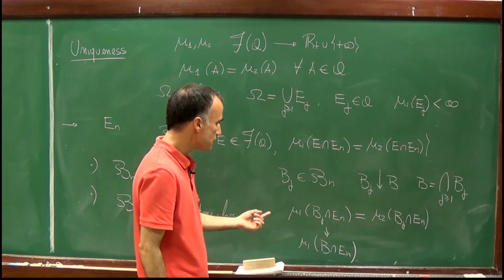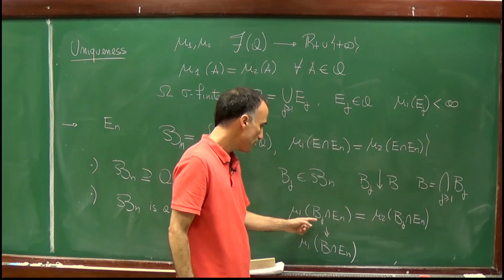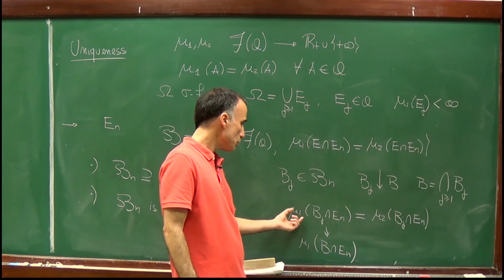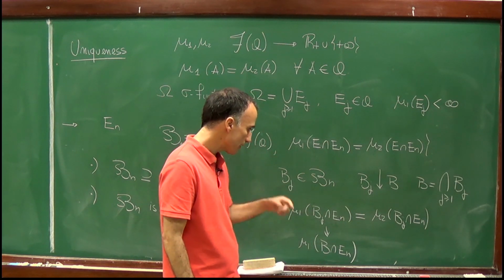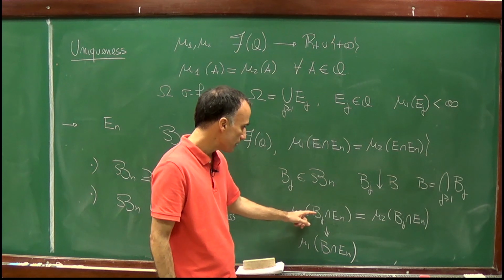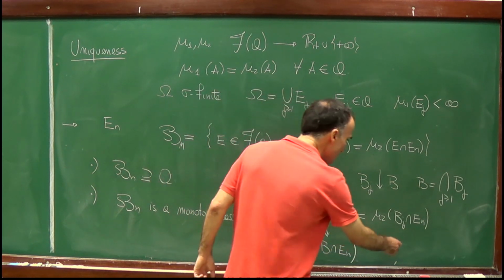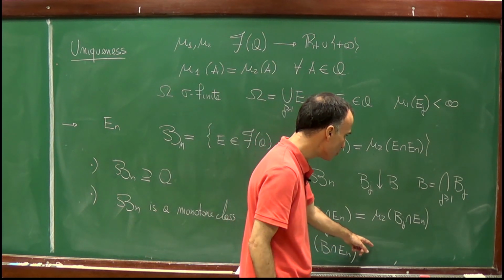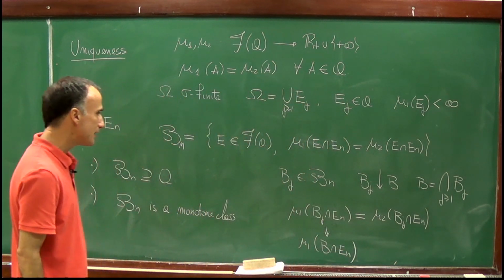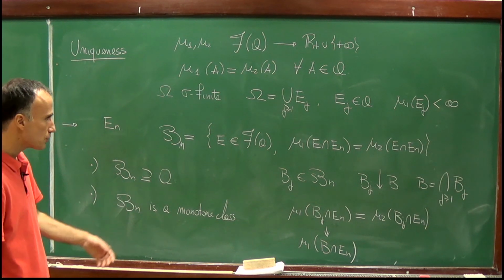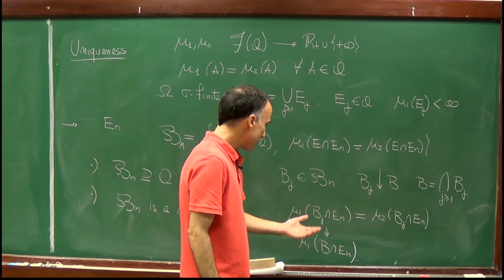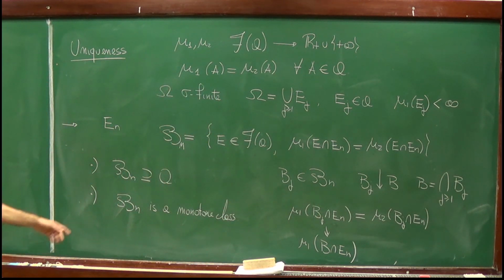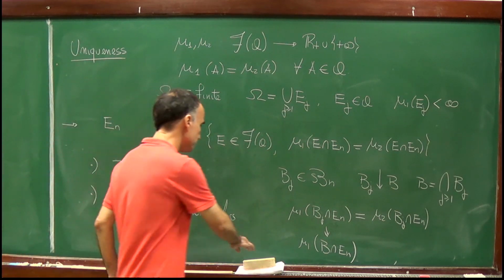Right? So let me say it again. Bj is decreasing to B, so Bj intersection En is decreasing to B intersection En. Since mu1 of this set is finite, we can pass to the limit to obtain that this sequence converges to that. The same thing happens for mu2, and therefore we get that mu1 of B intersection En is equal to mu2 of B intersection En, and therefore B belongs to Bn. So Bn is closed by decreasing sequences, which proves that Bn is a monotone class.